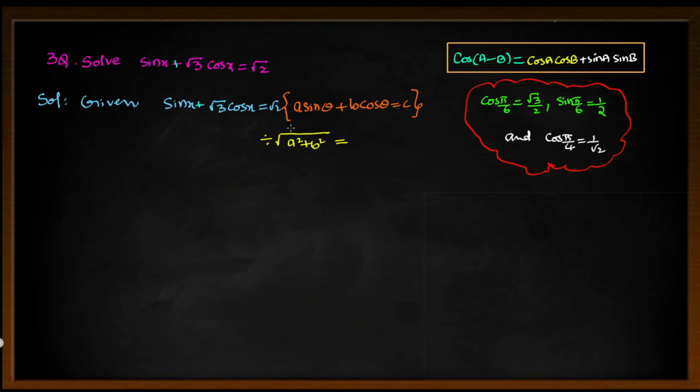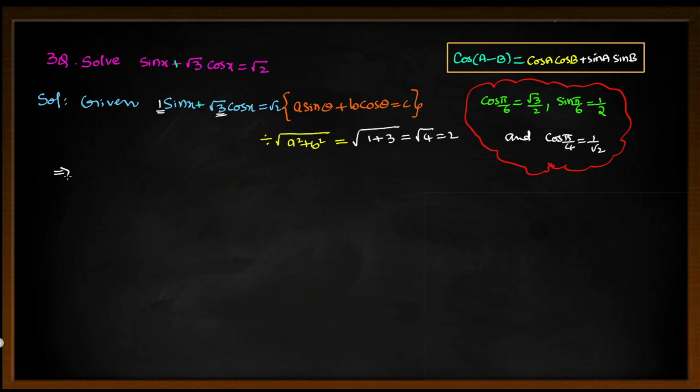If you compare the given equation with a sin x plus b cos x equals c, then a, the coefficient of sin x, is 1, and b equals root 3. Dividing both sides by root over a square plus b square: 1 plus root 3 squared, which is 3, so 1 plus 3 is root 4, and root 4 equals 2. Now divide the whole equation by 2.